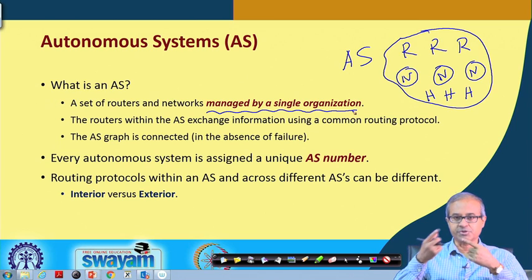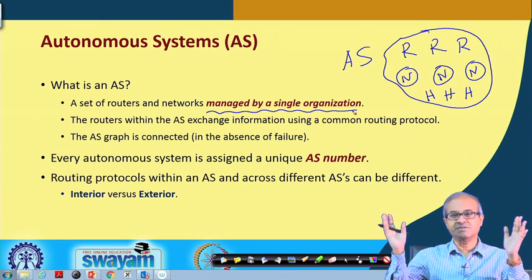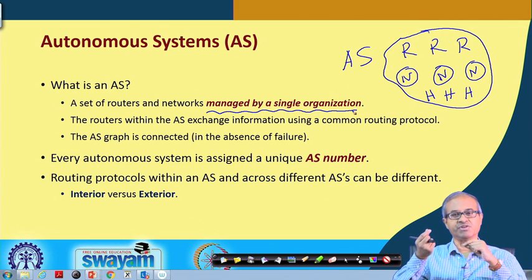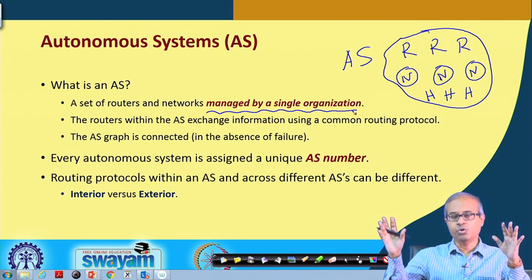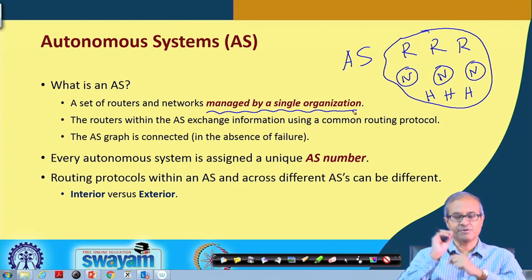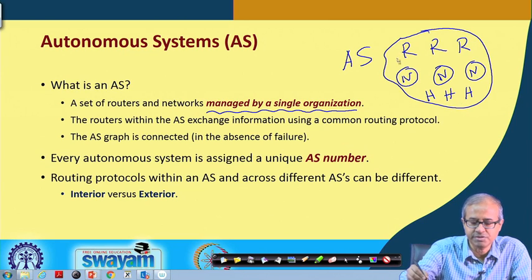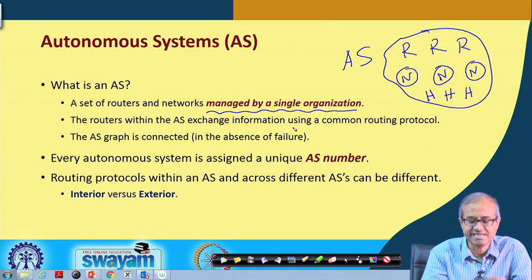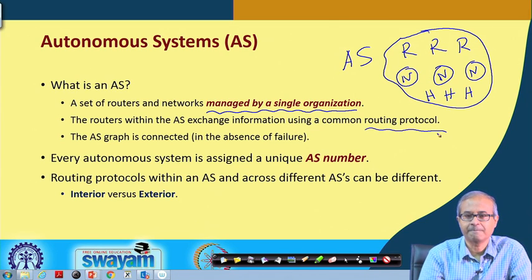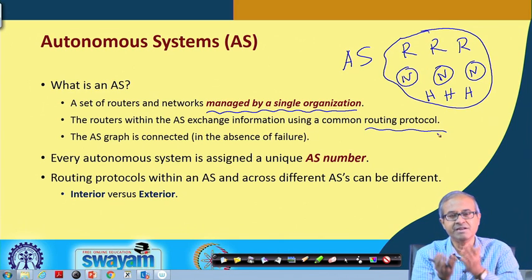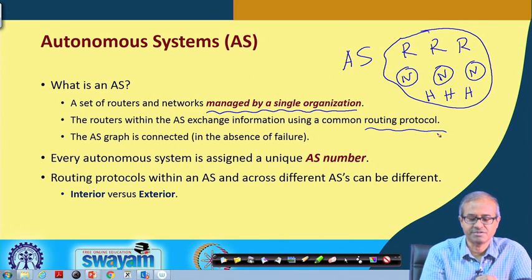There is a procedure, you can get a unique autonomous system number for your network, and all autonomous systems in the world, their numbering is unique. No two autonomous systems have the same number. Now, inside this autonomous system, the routers within the autonomous system can exchange information using some common routing protocol, because they are inside the organization, you are following the same rules, same protocols.